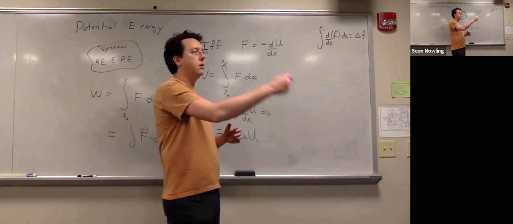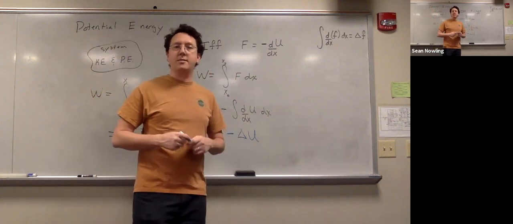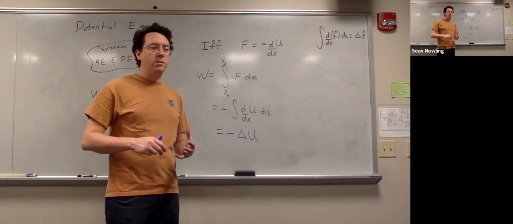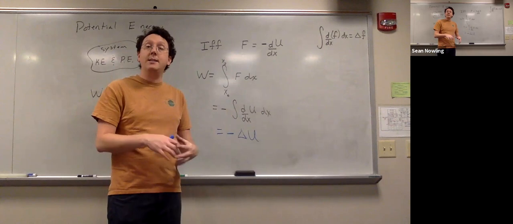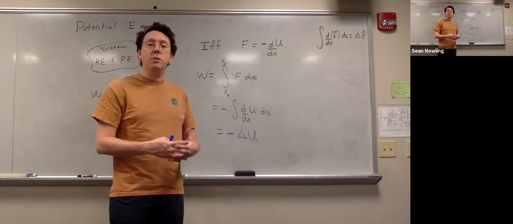So going around a closed path in the space of states doesn't change the potential energy. If you start with an amount of potential energy, you do whatever, you come back to the same state, the same condition, the amount of potential energy will not change.